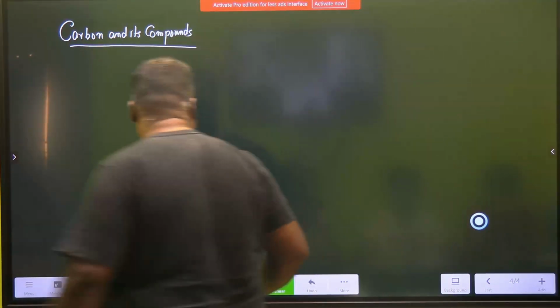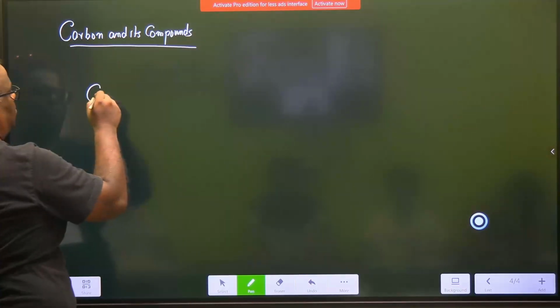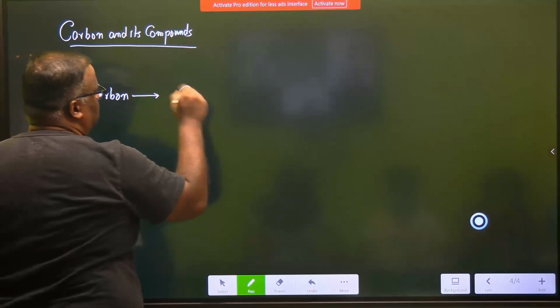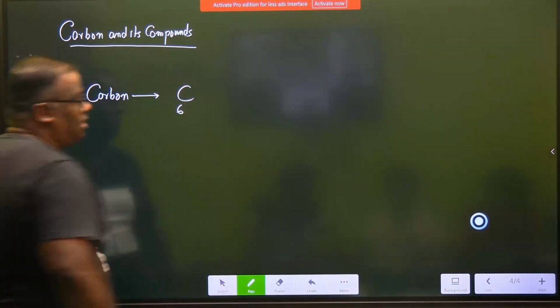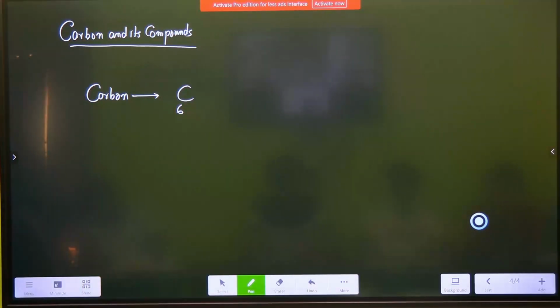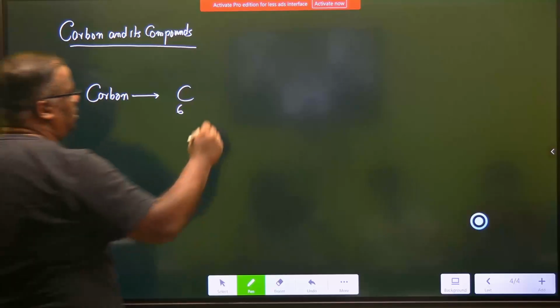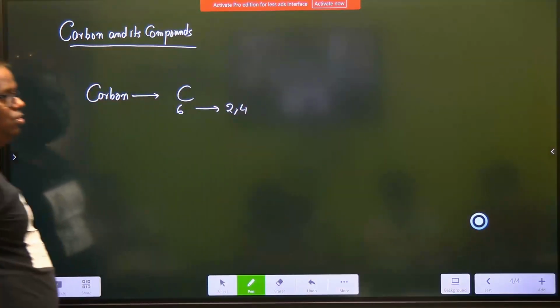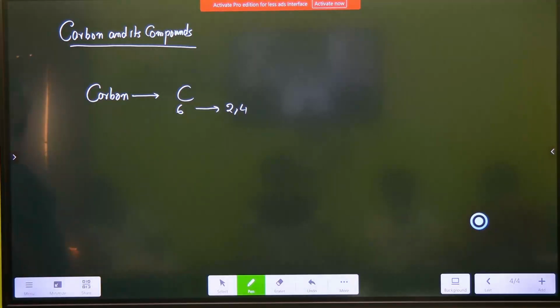Compounds, and we start our discussion taking up carbon. Carbon, denoted by the symbol C, C6, carbon 6. That means its atomic number is 6. That means the configuration is 2,4. So it has got 4 electrons in the outer orbit.